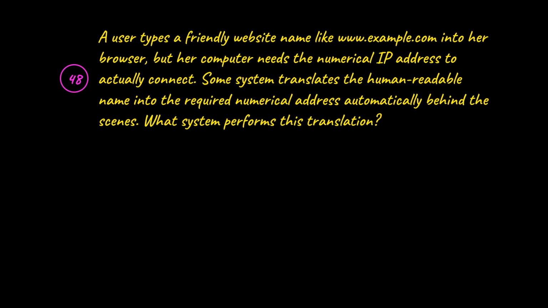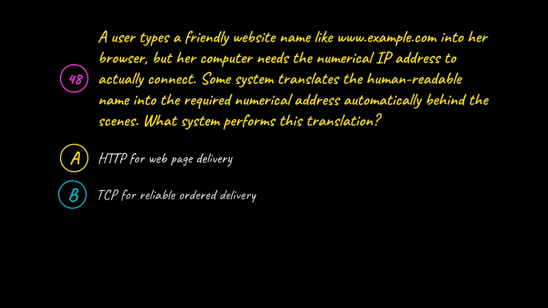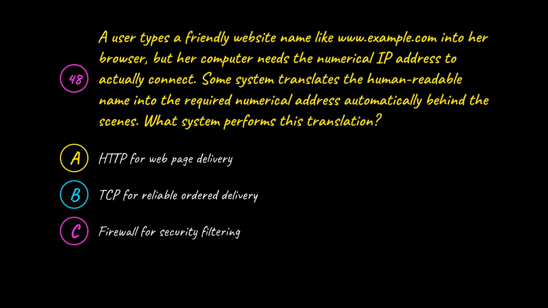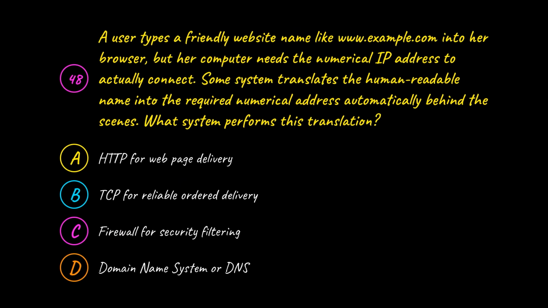Your options are A. HTTP for web page delivery, B. TCP for reliable order delivery, C. Firewall for security filtering, D. Domain name system or DNS. Got a guess? Lock it in.